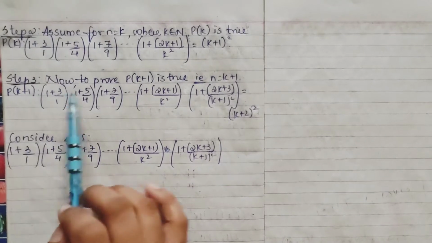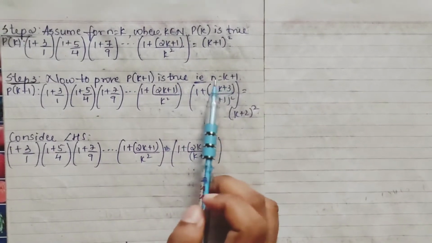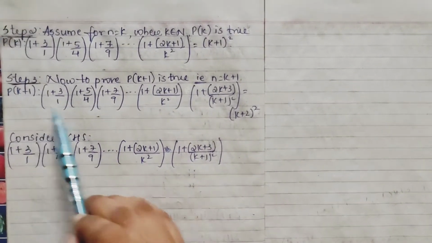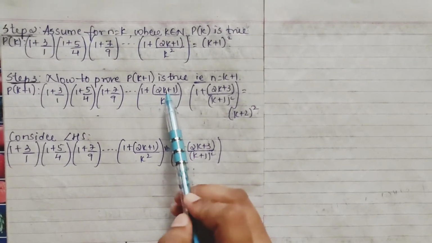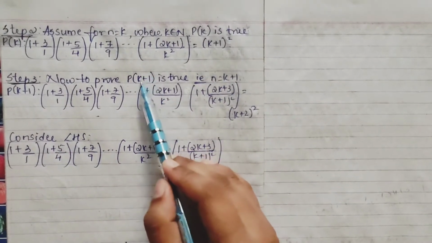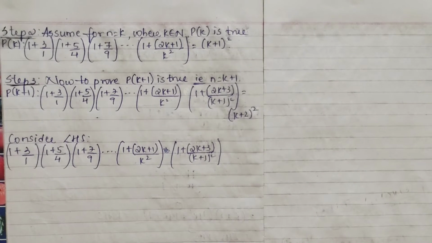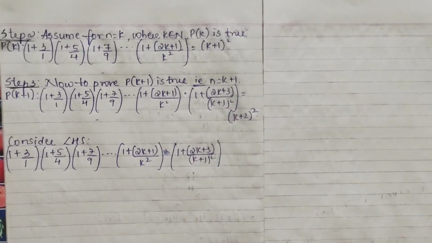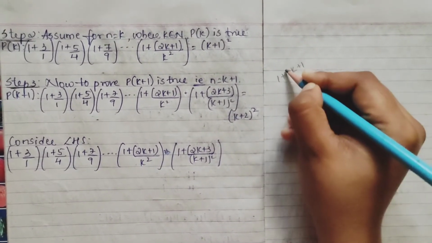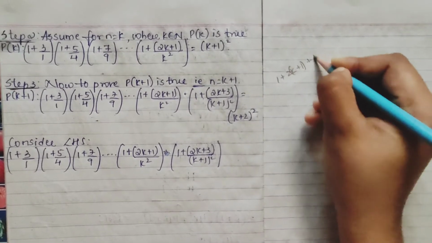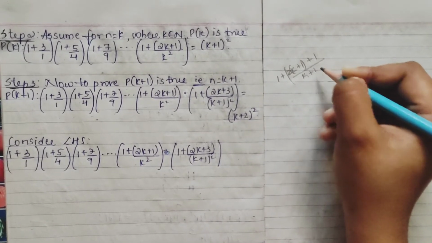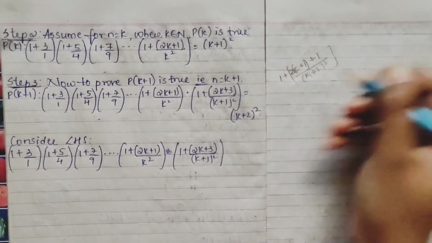Then comes your step 3. Now to prove P of k plus 1 is true, which means in place of n you have to put k plus 1. So wherever n is there, it will be k plus 1. Coming here, (2k plus 1) by k square, till here you get, but you have to get k plus 1. So after this one more term should be there, right? This is into, because it is multiplication, right? So how do we get it? 2 plus 2k plus 1, you have to put 2k plus 1 plus 1, and the whole divided by k square, which means again (k plus 1) the whole square you get.